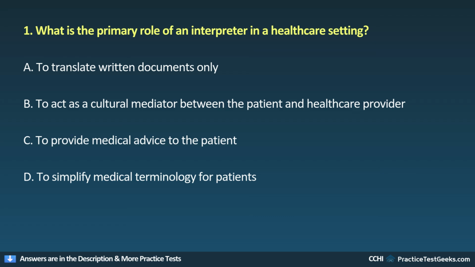1. What is the primary role of an interpreter in a healthcare setting? A. To translate written documents only. B. To act as a cultural mediator between the patient and healthcare provider. C. To provide medical advice to the patient. D. To simplify medical terminology for patients.